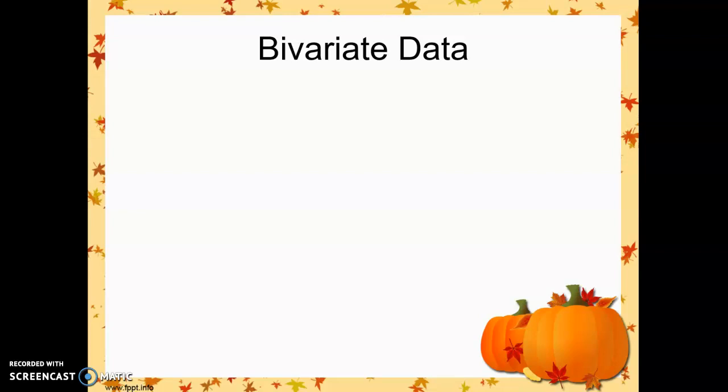two quantitative variables, which actually the quantitative variables will be in lessons 3.2 and 3.3, or we may have one categorical variable and one quantitative variable, and we want to examine the relationship between them. So bivariate data, bi just means two, variate means variables. So we're going to be examining relationships between two variables.